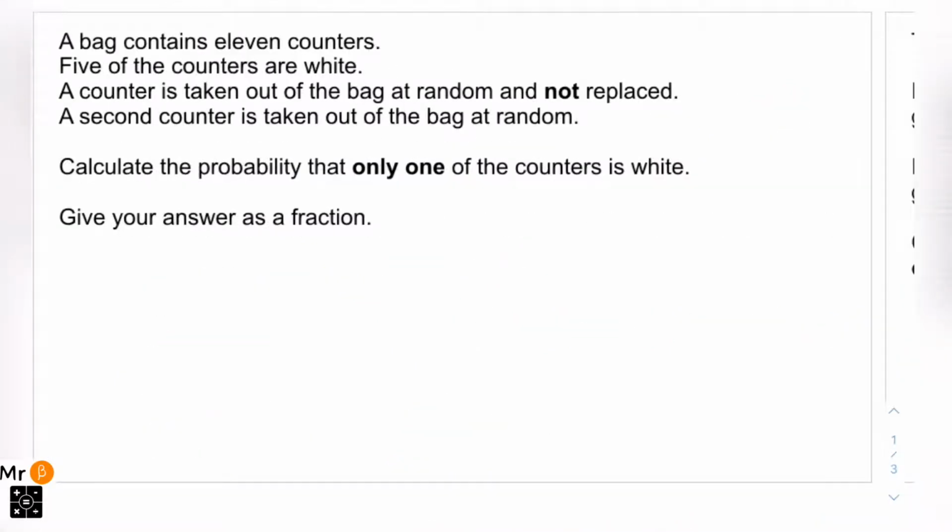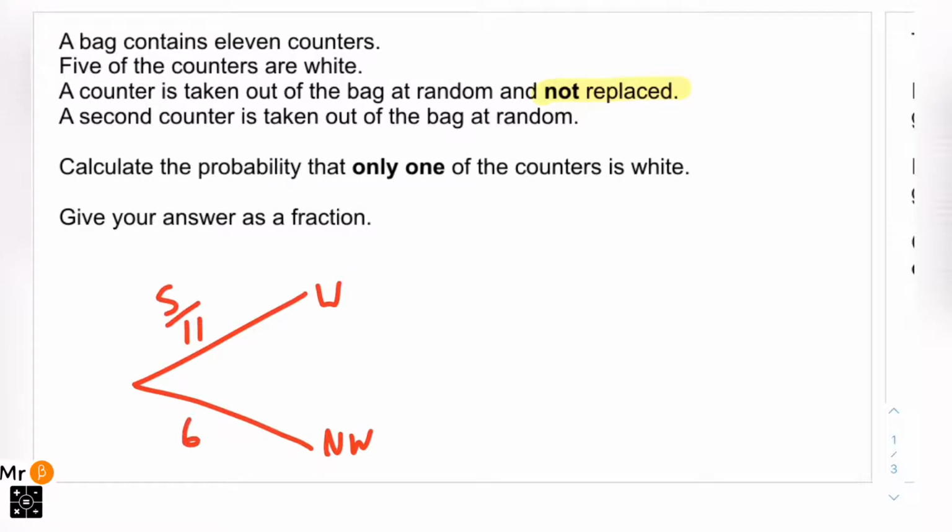In our next question, it tells you that we've got a bag with 11 counters, 5 are white, therefore 6 must be not white, and then it tells you that they are not replaced. Again, highlight that key word, because that means our probabilities are going to change. So we have white and not white, 5 out of 11 and 6 out of 11.